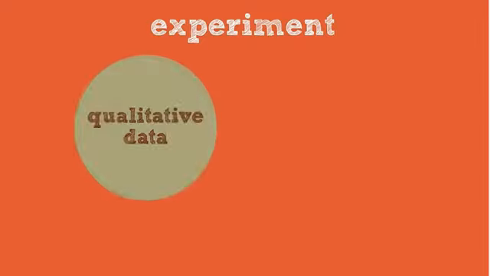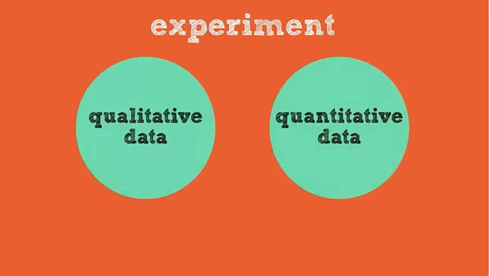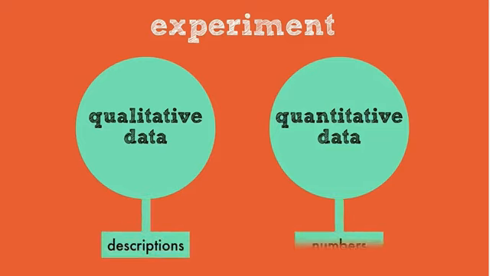The experiment itself is made of several parts. You will collect 2 types of data: qualitative and quantitative. Qualitative data relies on descriptions like soft, yellow, shiny, or wet. Quantitative relies on numbers like 2.5 centimeters or 23 grams.